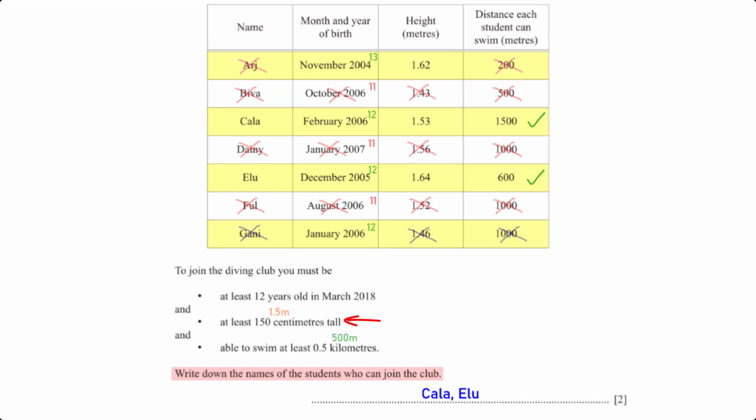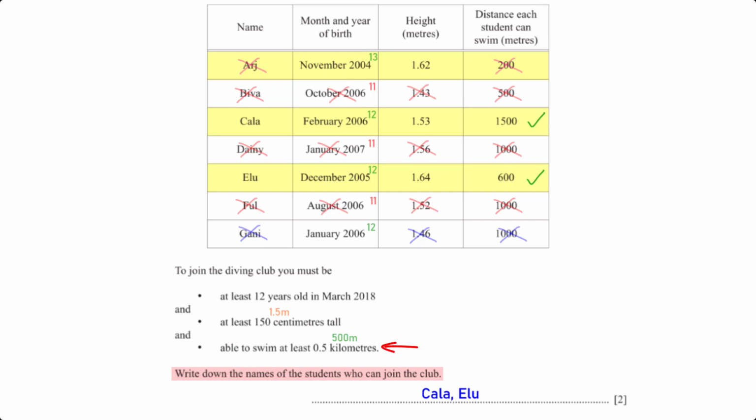We are also told the student must be at least 150 centimeters tall. 150 centimeters is 1.5 meters. From these students, Gani does not have a height of at least 1.5 meters, so we take Gani out.